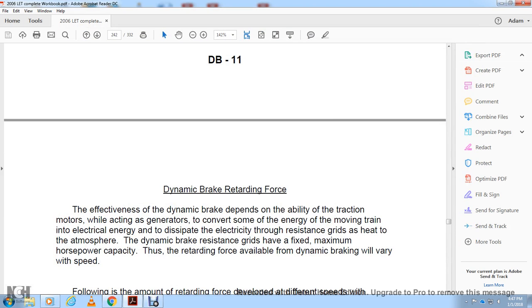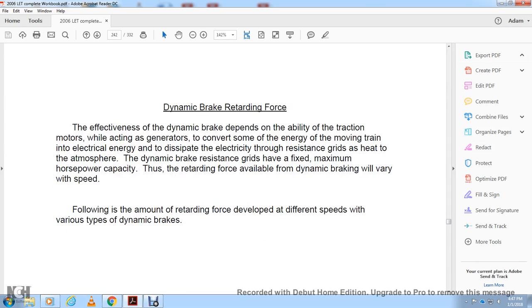Dynamic braking retarding force. The effectiveness of the dynamic brake depends on the ability of the traction motor, acting as a generator, to convert some of the energy of the moving train into electrical energy, dissipated through the resistor grids as heat to the atmosphere. The dynamic braking resistor grids have a maximum horsepower capacity, thus limiting the retarding force available. The dynamic braking force will vary with speed.